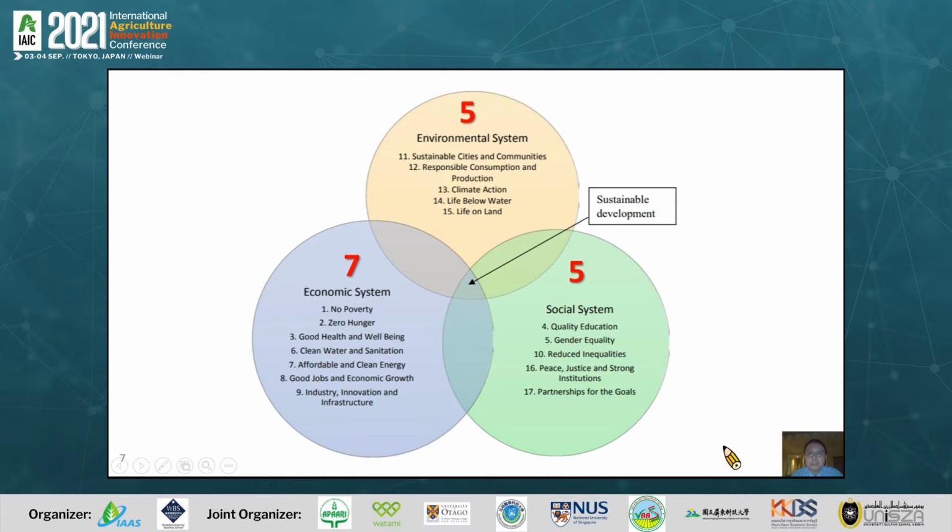We believe that if we want sustainable development, these 3 systems, or 3 targets, need to be concurrently achieved. If you only focus on part of the system, then you are not in the best shape regarding sustainability.